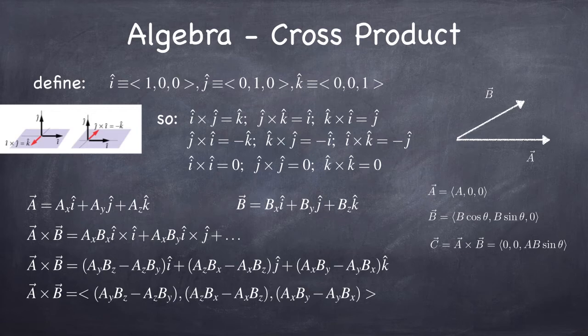So the magnitude of the cross product is equal to the magnitude of A times the magnitude of B times the sine of theta, and this is true no matter what coordinate system A and B happen to be expressed in. It's just easiest to see that result in this particular combination.